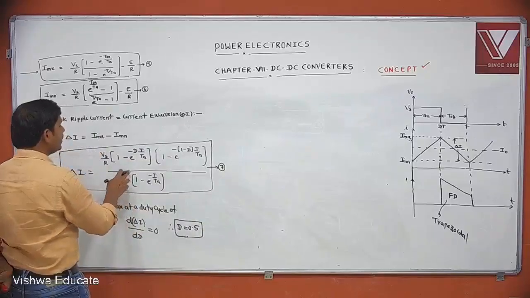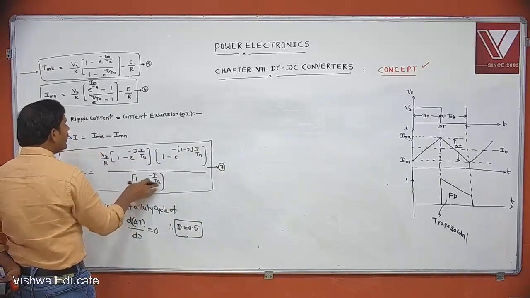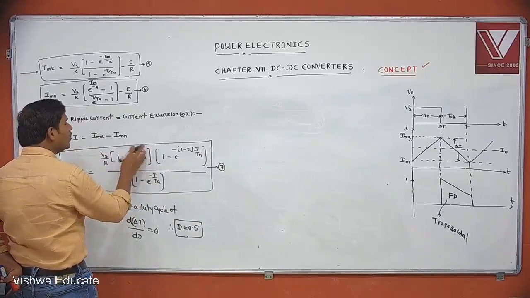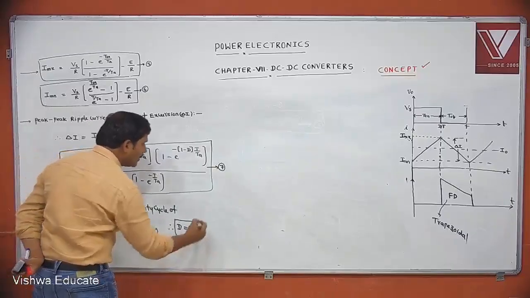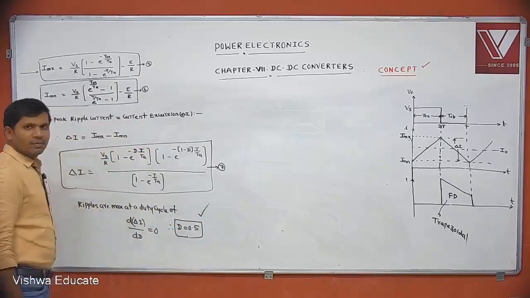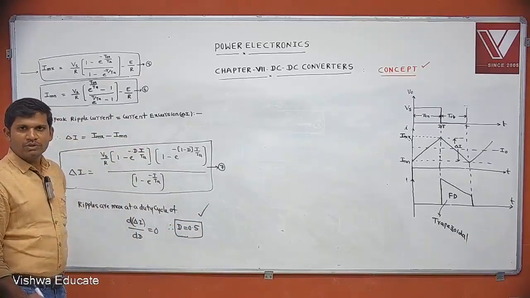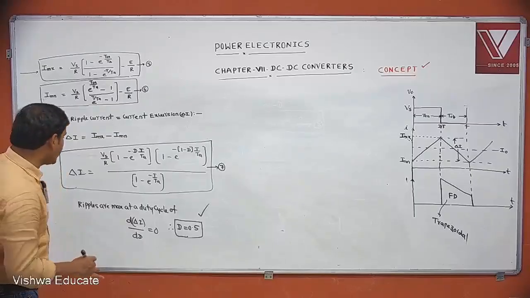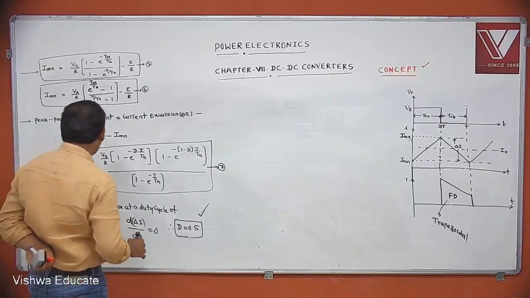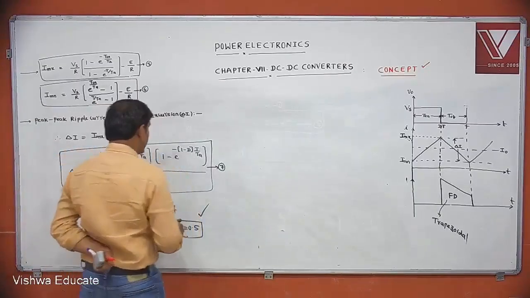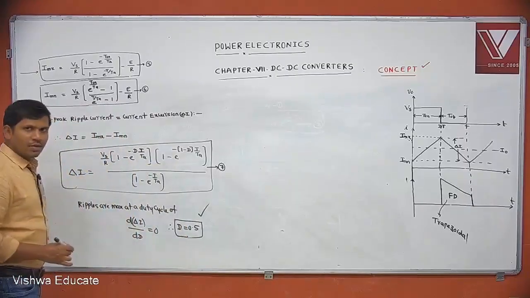You differentiate and apply the UV rule; actually the prefactor is a constant, so the UV rule can be applied. Then you can get that at a duty cycle of 0.5, ripples are maximum. Ripples are maximum at a duty cycle of 0.5. One more point to remember: ripples are maximum at a duty cycle of 0.5.